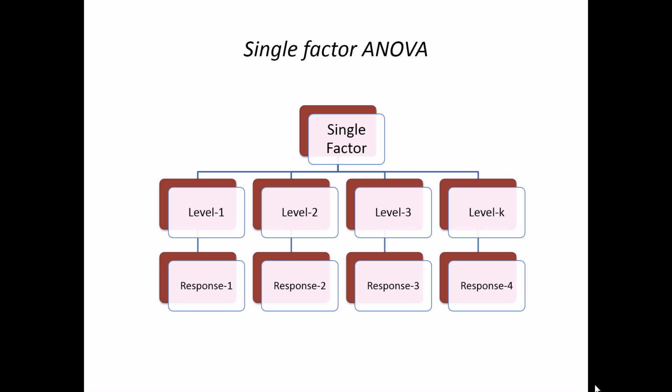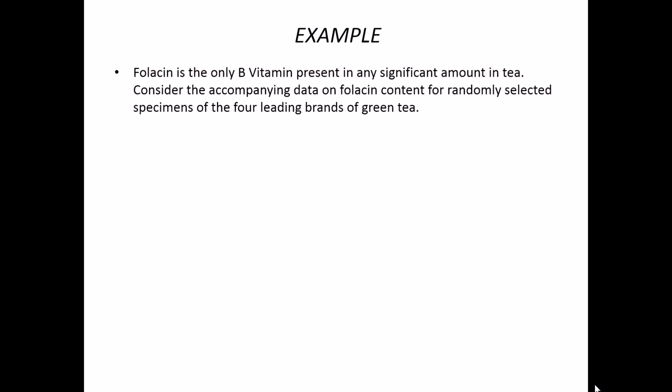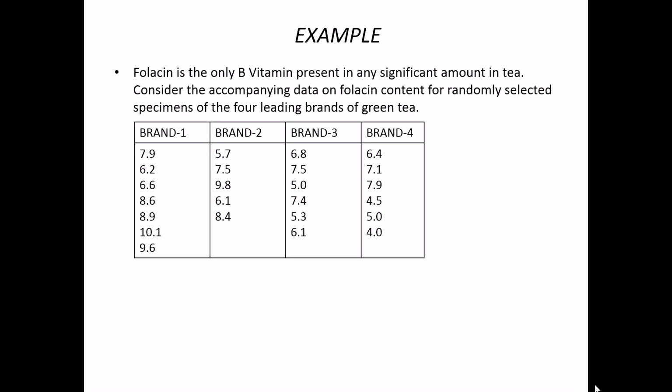It is always good to understand ANOVA for the first time with an example. Now let's look into an example. Folacin is the only B vitamin present in any significant amount in tea. Consider the accompanying data on folacin content for randomly selected specimens of the 4 leading brands of green tea. In this example, there are 4 different brands of green tea and the amount of folacin content for randomly selected specimens of the 4 leading brands of green tea is given.